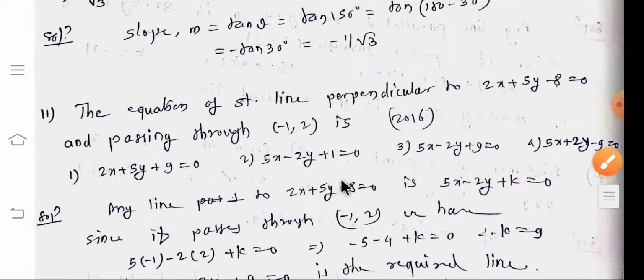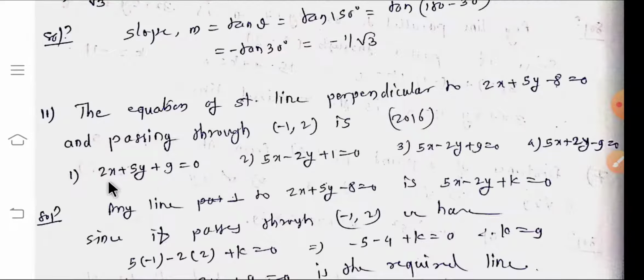Next example: the equation of a straight line perpendicular to 2x plus 5y minus 8 equals 0 and passing through (minus 1, 2) is: 2x plus 5y plus 9 equals 0, 5x minus 2y plus 1 equals 0, 5x plus 2y plus 9 equals 0, or 5x plus 2y minus 9 equals 0. So what we do here: in all the options we substitute x equals minus 1 and y equals 2, and whichever equation is satisfied is our solution.